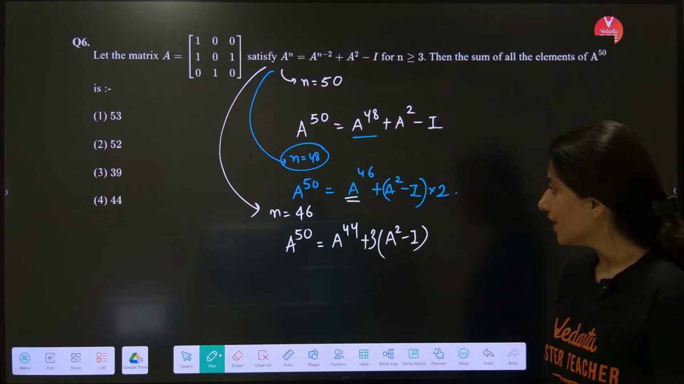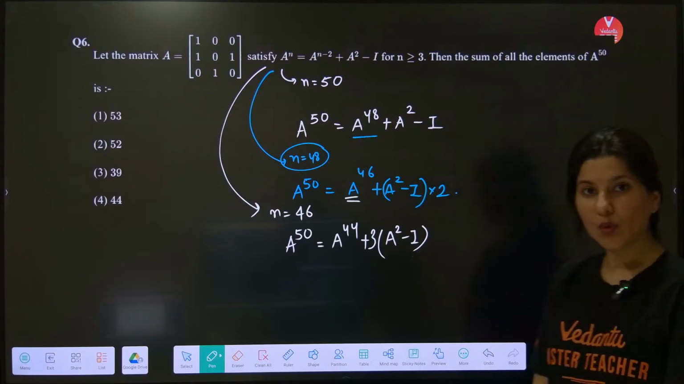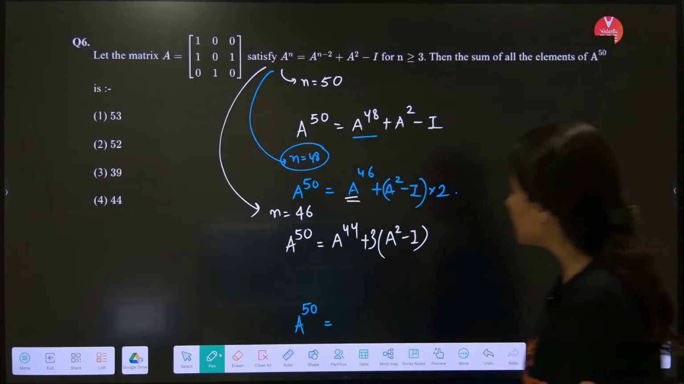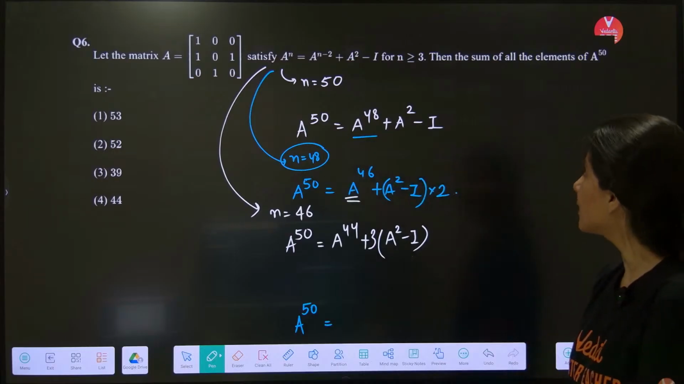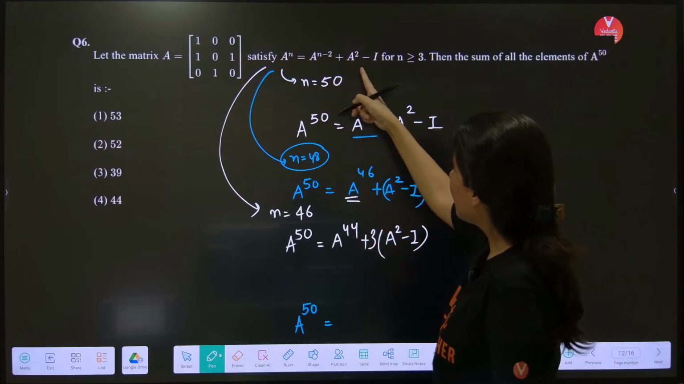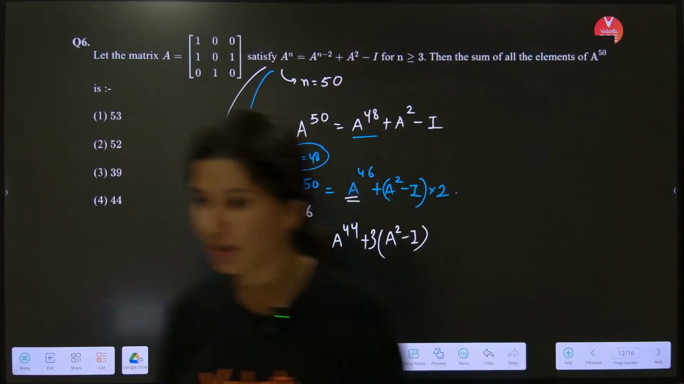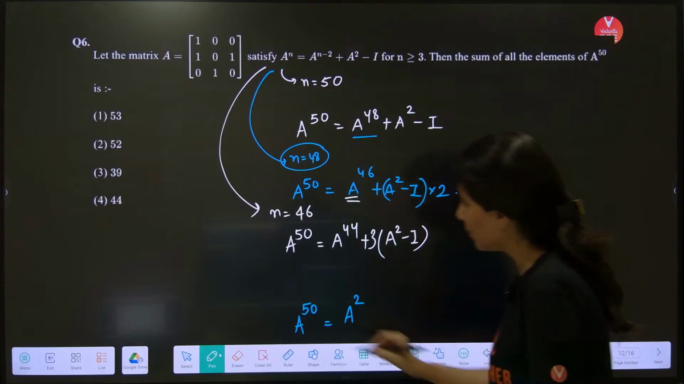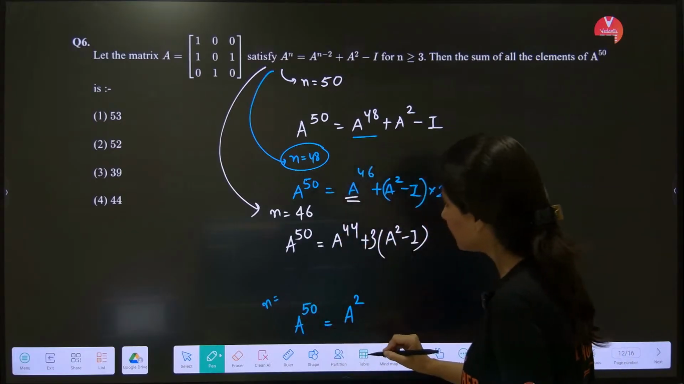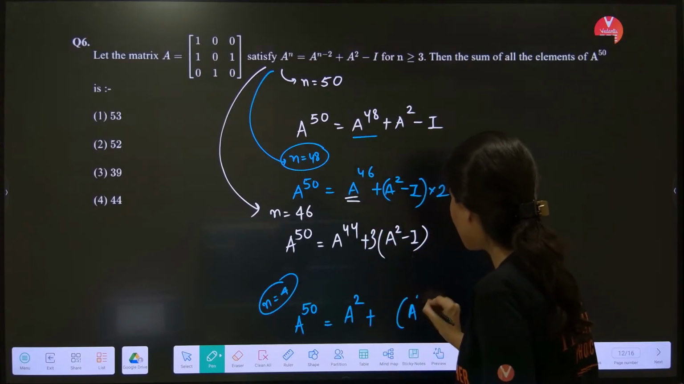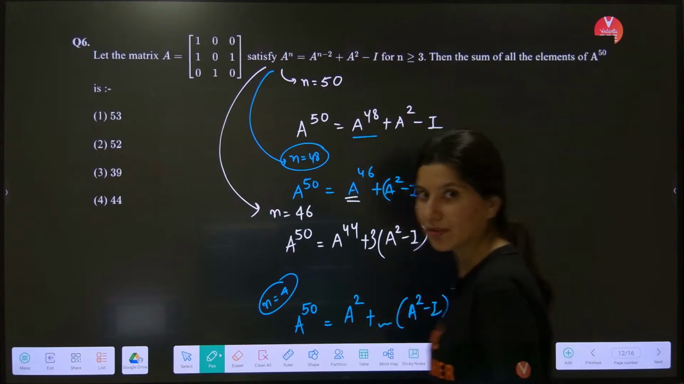Now you're getting it, what is happening. Okay, so it is going to be A power 50 eventually, and if you put last n is equal to 4, right? So if you put n is equal to 4, what will happen? This is going to be A square plus something into A square minus I. We just need to know which value should be here.